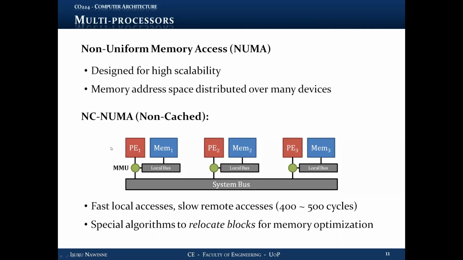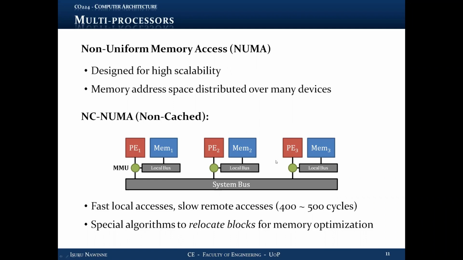And what we are looking at here is called NC-NUMA. NC stands for non-cached. We don't see any caches here, right? We need to talk about that, but so far we don't see any caches here. There are such architectures without using caches, called non-cached NUMA. So accessing local memory is fast compared to accessing remote memory devices, right? 400 to 500 clock cycles, that is 4 to 5 times more cycles spent on accessing remote memory locations.